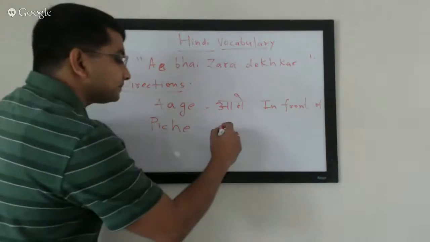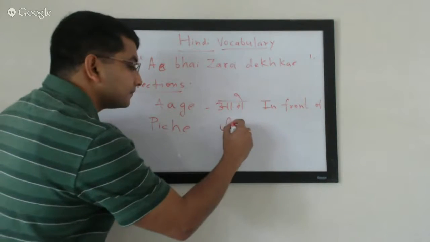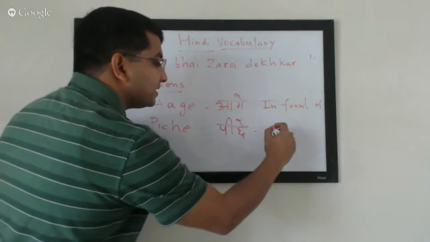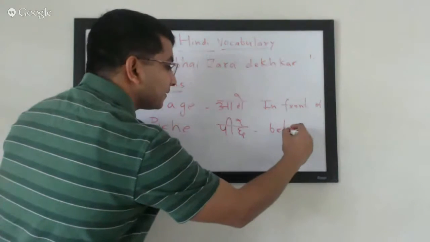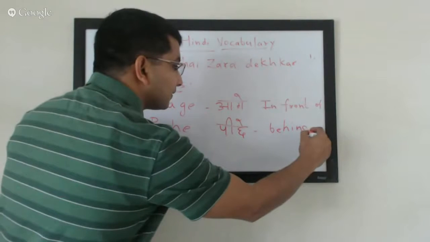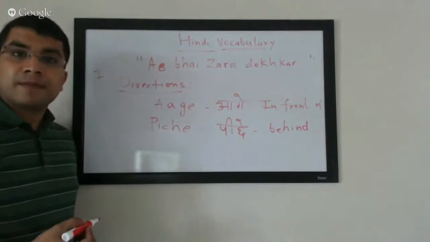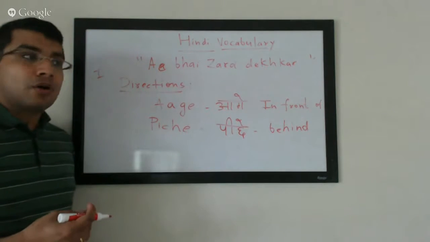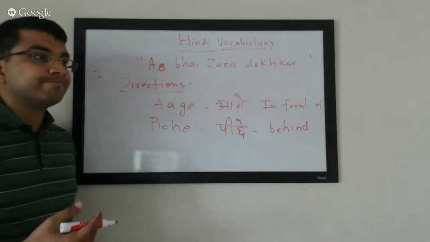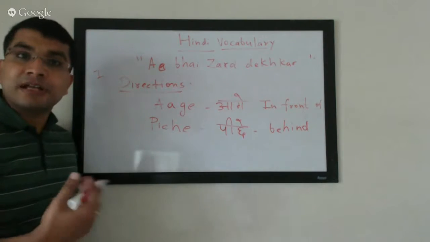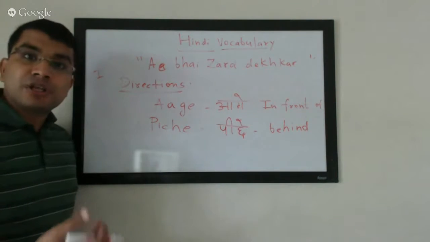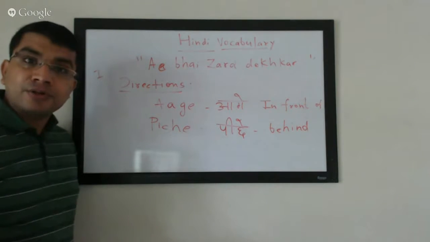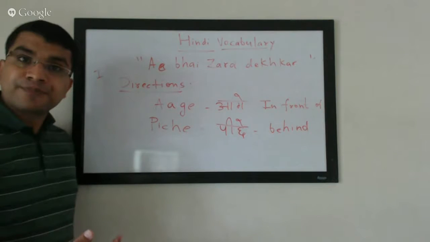पीछे. पीछे is behind. पीछे. Okay. मेरे पीछे. Okay. आपके पीछे. और आपके पीछे let's say elephant है. There's an elephant behind you. और आपके पीछे there's a फुटपाथ है. There's a footpath behind you. और आपके पीछे हॉस्पिटल है. Okay.